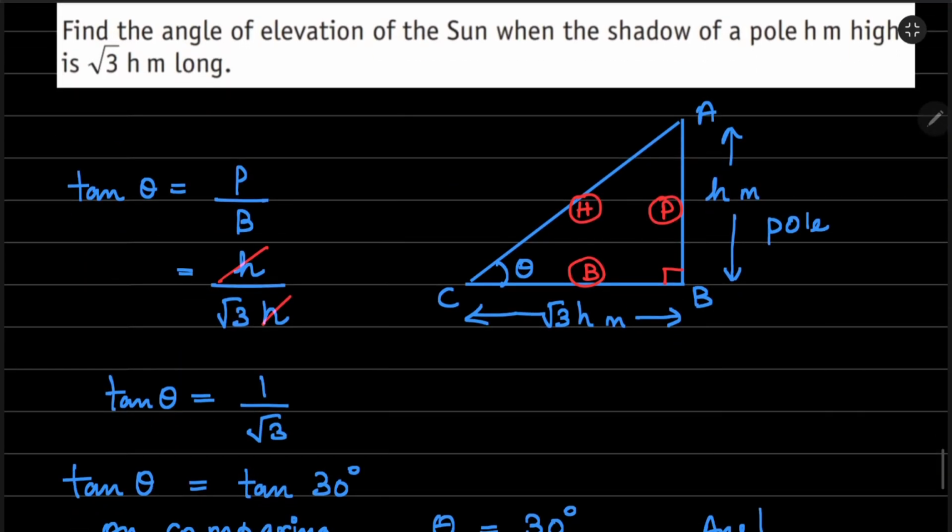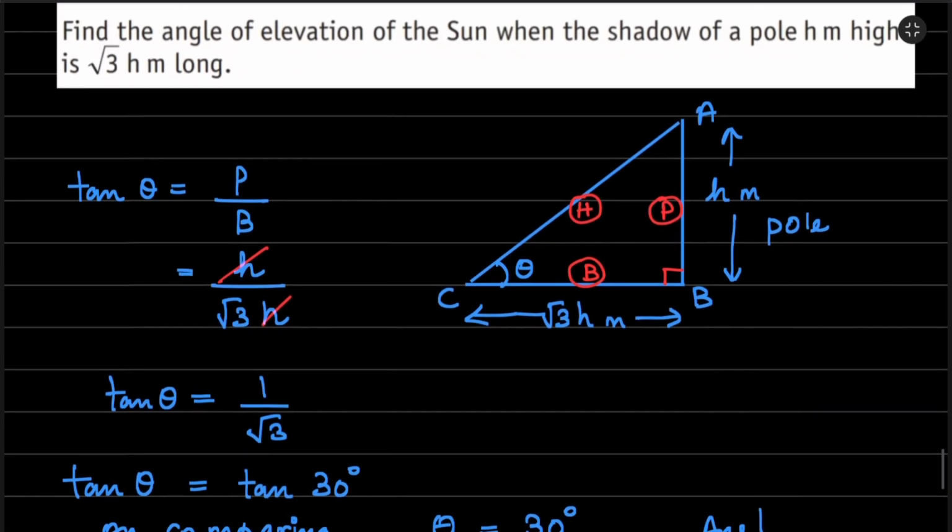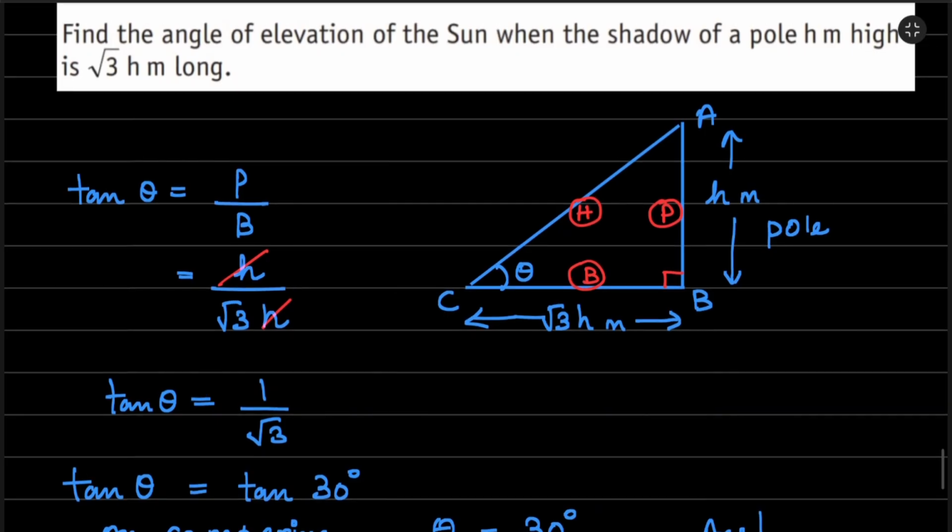Okay, so the angle of elevation of the sun in this particular question, theta, is 30 degrees. I hope it's clear. Let's move on to the next question.